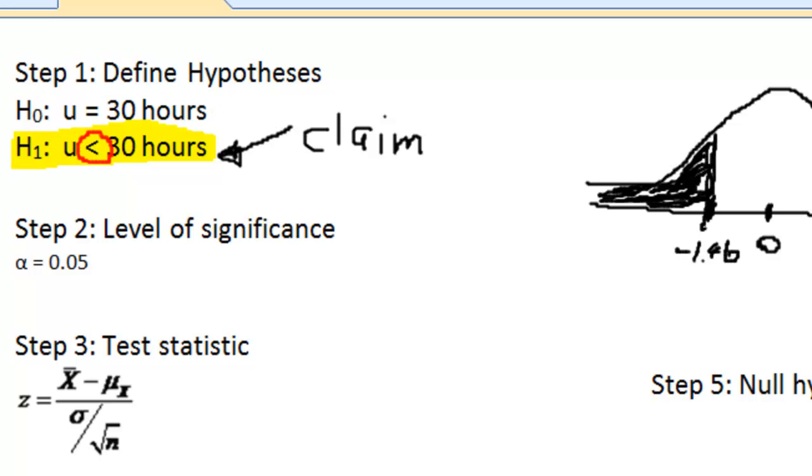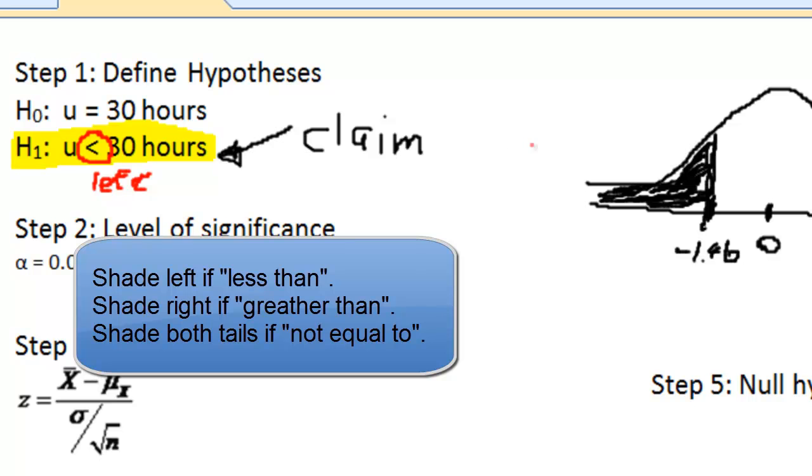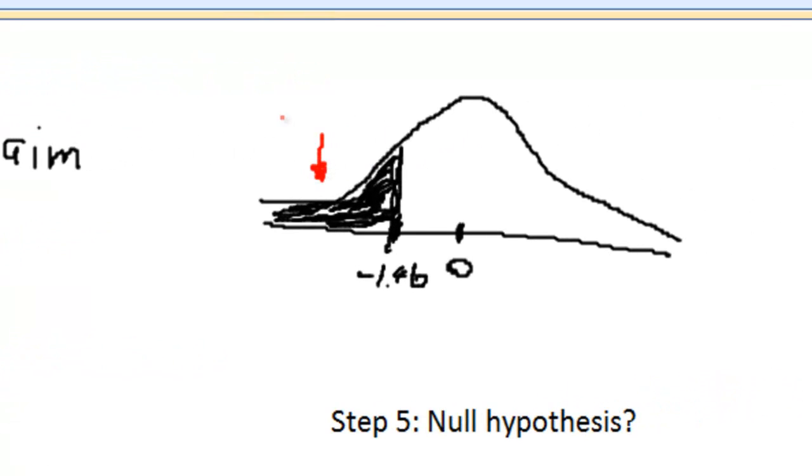The claim was that we were looking for the population mean being less than 30 hours. All these complaints came in saying these batteries don't last that long. They're less than 30 hours. So because this is a less than symbol, that means I need to shade to the left. This is important, okay? If this was a greater than symbol, then I would have shaded to the right. Hope you can read that. That says left, okay? So I'm shading to the left of negative 1.46. My question is, what is this area over here? It turns out that this area is the p-value. The area in the tail of the test statistic is the p-value.